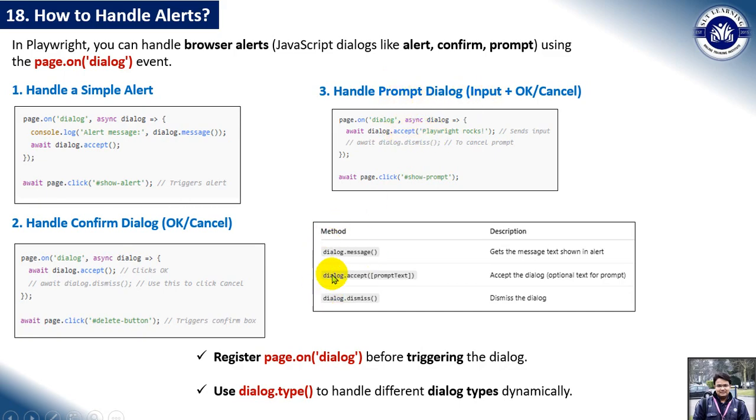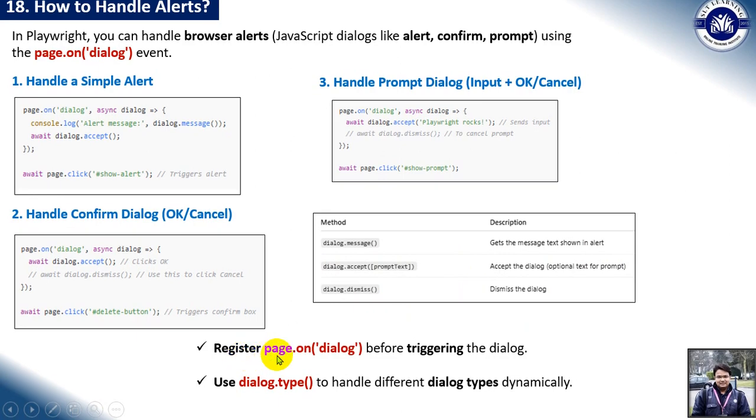So there are different methods. Dialog.message gets the message from the dialog box and prints it. Dialog.accept with the prompt message will accept and enter the optional text in the prompt, and dialog.dismiss will dismiss the dialog. Register page.on dialog before triggering the dialog. You always need to make sure page.on dialog is there, and then you can perform the dialog-related activity.